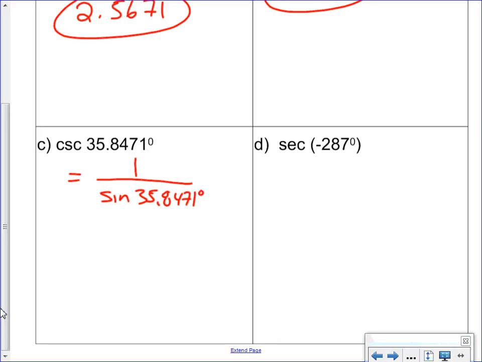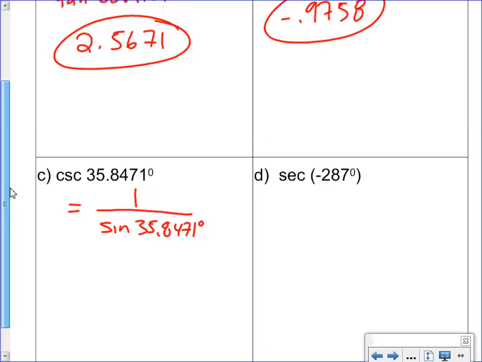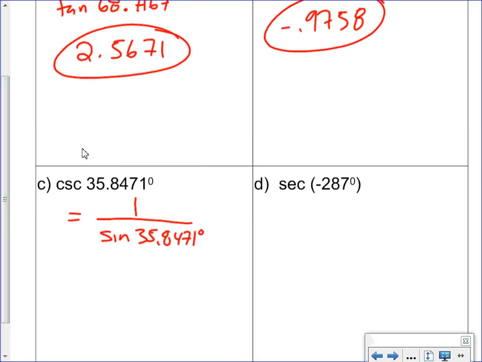The question is, how do we type that into your calculator? Josh says it's easy, you just type it in: 1 divided by sine of the number. Josh, go ahead and do that, and the rest of us just have to figure out which is the right way to do it. I got negative 0.9758.